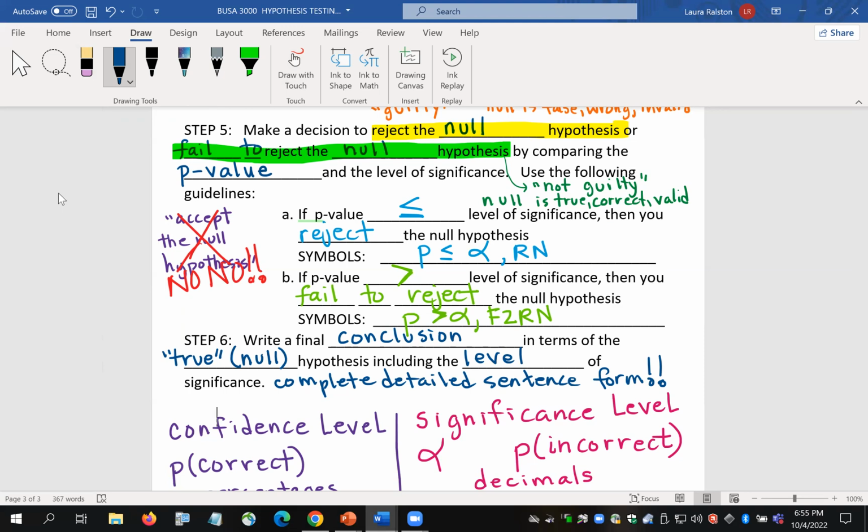But your conclusion should always be written in a complete, detailed sentence form, being sure to include the level of significance and address the quote true hypothesis. Okay, so that's the process. And I hope we have time to go through it tonight in relationship to normality when we get there. But do you have questions about this process, even though we haven't done it yet, before we move on?